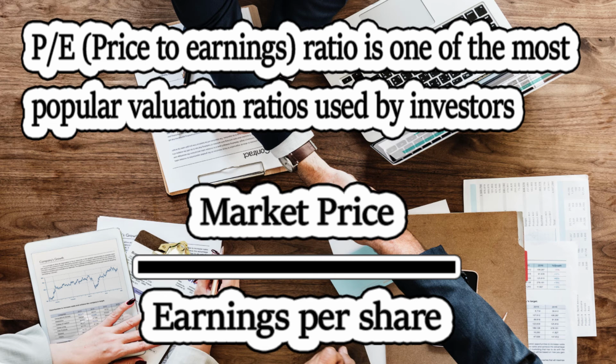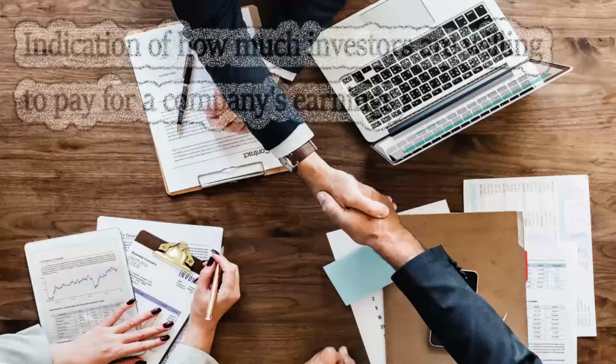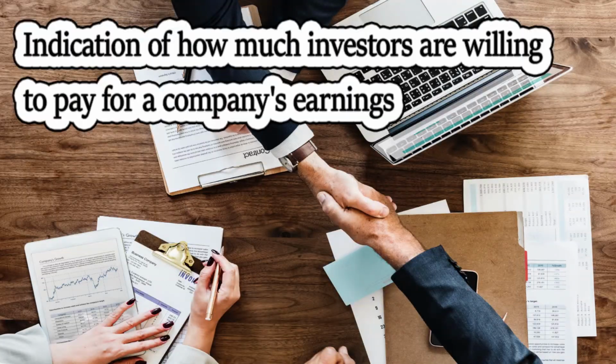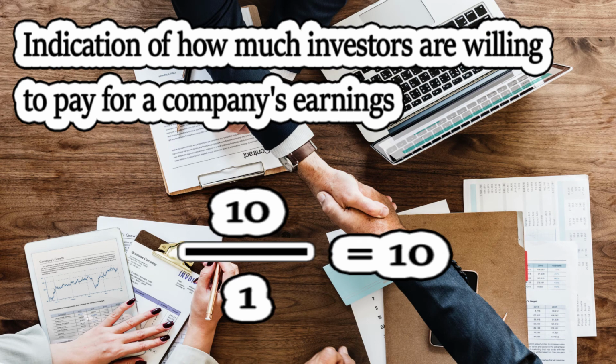Well, it's simply telling you how much an investor is willing to pay for a company's earnings. So for example, let's do this in a very simple fashion. Let's say the stock has a stock price of $10 and $1 of earnings per share per year. So 10 divided by 1 equals 10. That is telling you that an investor is willing to pay $10 for every $1 of earnings in that company.